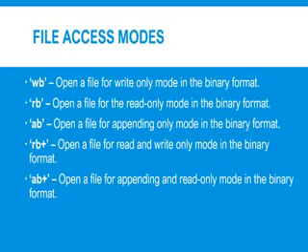So coming back to file access modes, we have already gone through it during our text file operations, and here I have consolidated only the binary modes. See, WB stands for opening a file in write-only mode in binary format. RB opens a file in read-only mode in binary format. AB opens the file in append-only mode in binary format. RB plus opens the file for read and write mode in binary format. And AB plus opens a file for appending and reading in binary format.